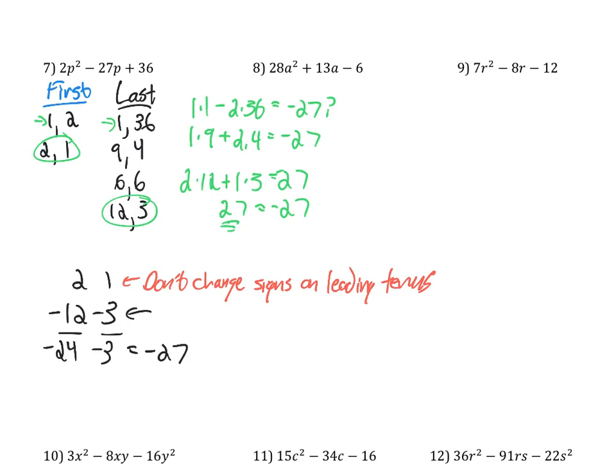So we know my winners are 2 and negative 12 and 1 and negative 3. So if we were to write out our final answer, we're going to get 2p, don't forget the variables, p, 2p minus 3. Don't forget, we're looking at the diagonals, not the verticals, right? So here's our winner, 2p minus 3, and p minus 12.